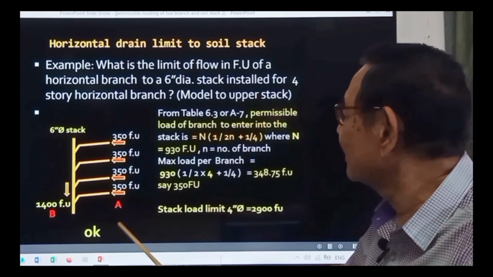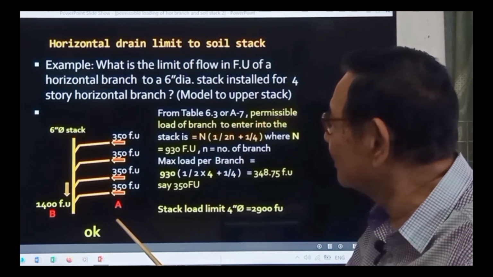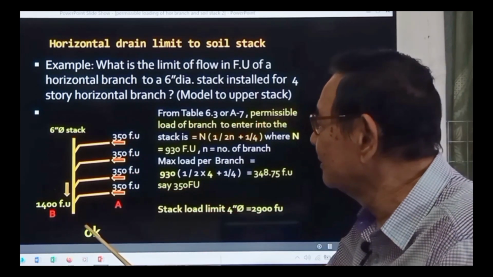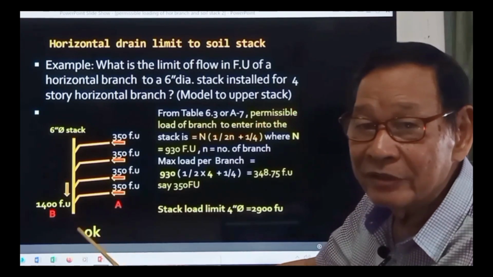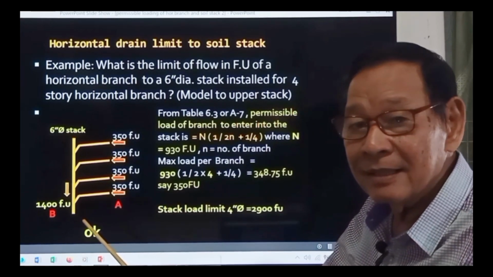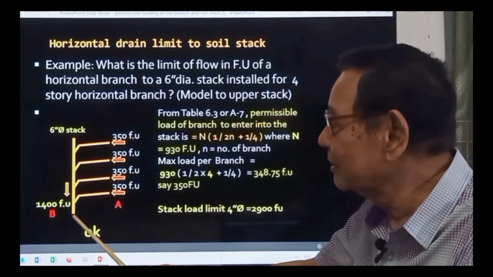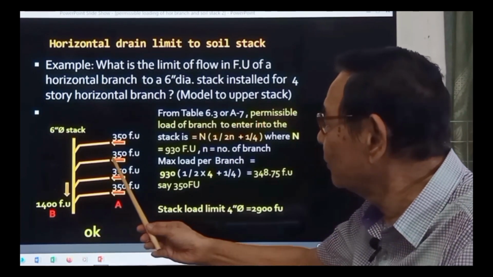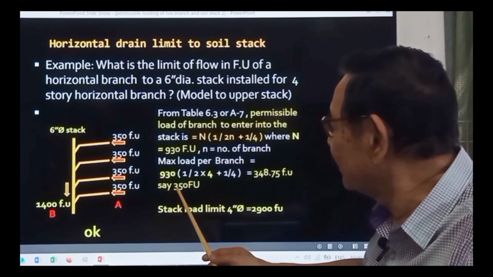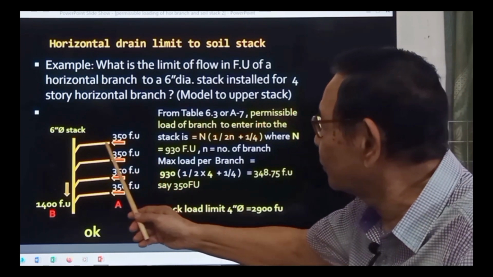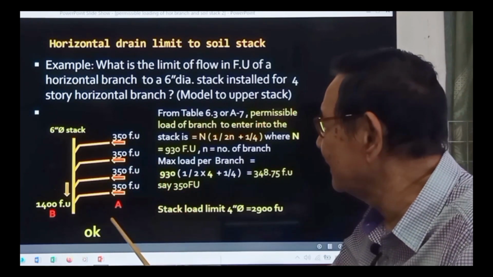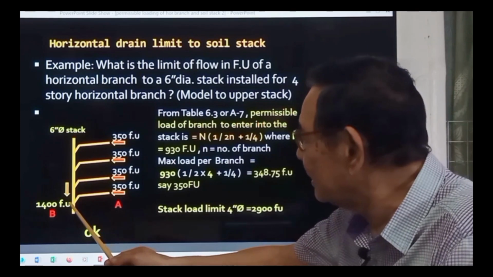Model to upper stock. Bakit? Yung 6 inches natin, okay naman ang 5 inches, di ba? Kaya lang, wala tayong 5 inches. 6 inches ang nangyayari dito. So, ang 6 inches natin is 350 fixtures unit per horizontal capacity. So, ang total niyan is 1,400.